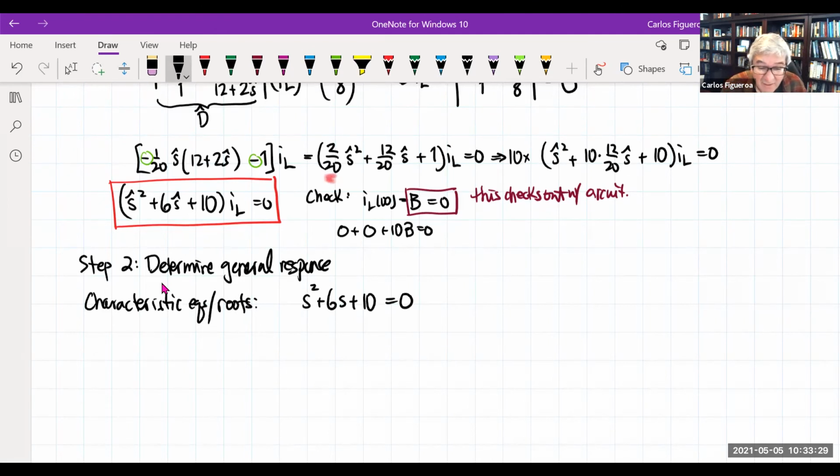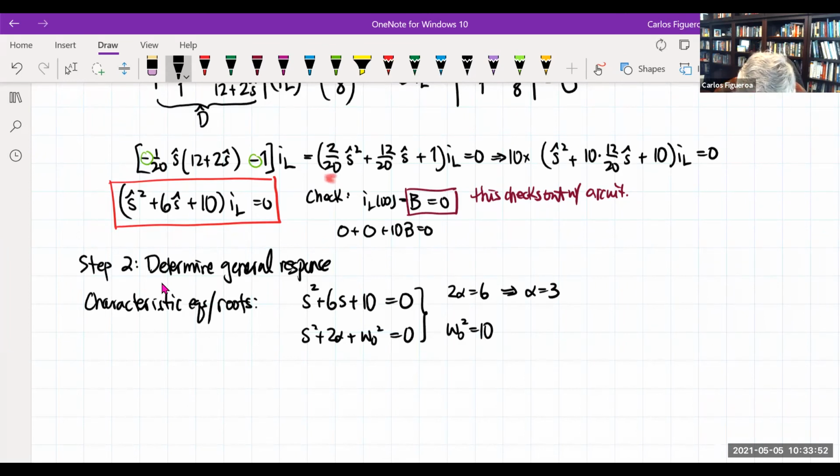So when I look at this, what am I seeing here? Well, I'm going to compare this to this. So immediately I can see that 2 alpha must be 6, so alpha is 3. And then I get omega naught squared equal to 10. Wow, this is underdamped. This clearly tells me that omega naught is greater than alpha, so I have underdamping.